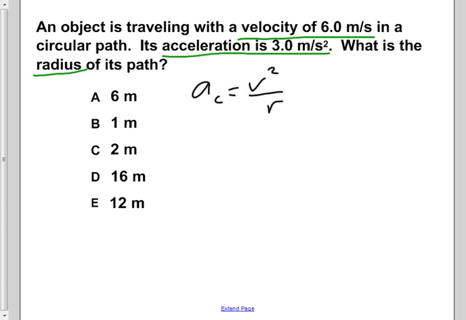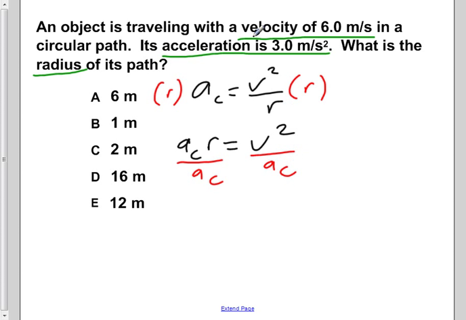So in order to do that, first we're going to multiply both sides by r. This will give us a_c times r is equal to v squared. Now, to get r alone on the left-hand side, we're going to divide both sides by a_c, giving us r is equal to v squared over a_c. So here we have now just solved for the equation for r, given that we know v and a_c.